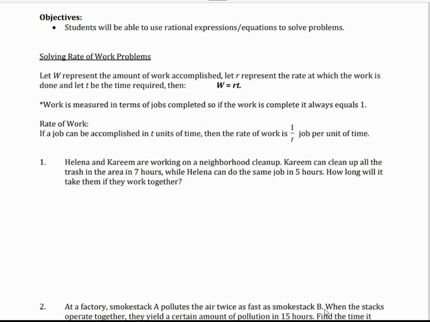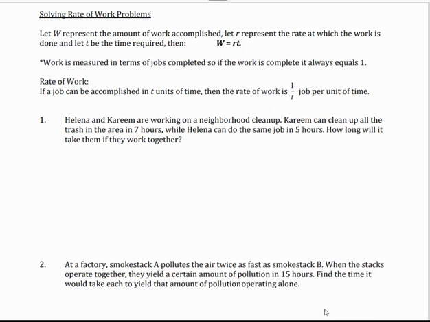Okay, so let's look at this first example. Helena and Kareem are working on a neighborhood cleanup. Kareem can clean up the trash in the area in 7 hours, while Helena can do the job in 5 hours. How long will it take them if they work together? The confusing part is that it looks like we have times talked about everywhere, right? 7 hours seems like a time, 5 hours seems like a time, and then they're asking us for time. Well, the 7 and the 5 actually help us to find the rate.